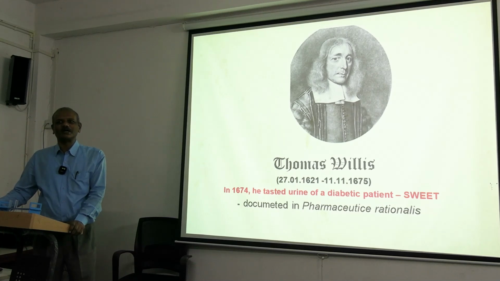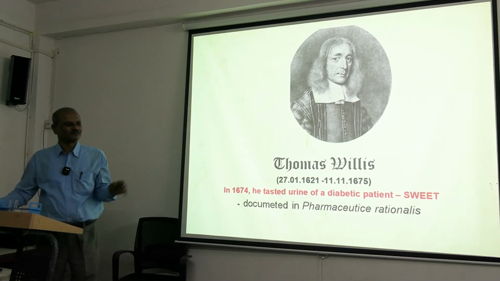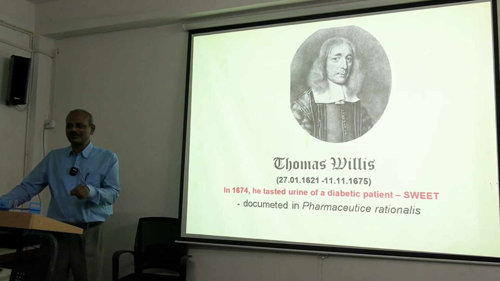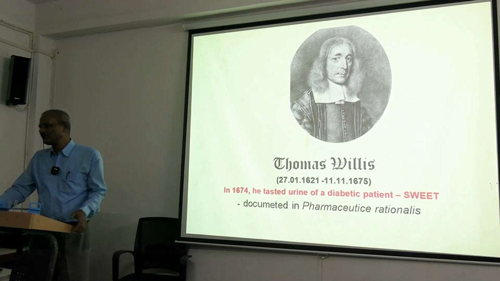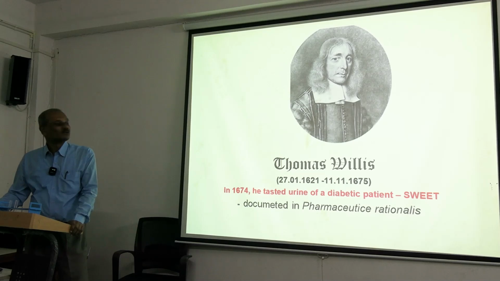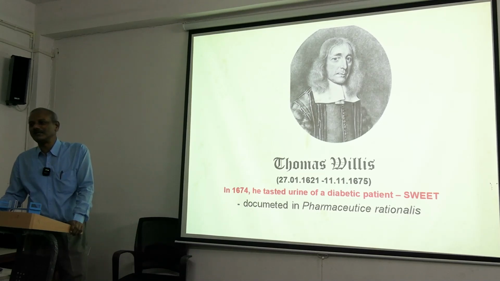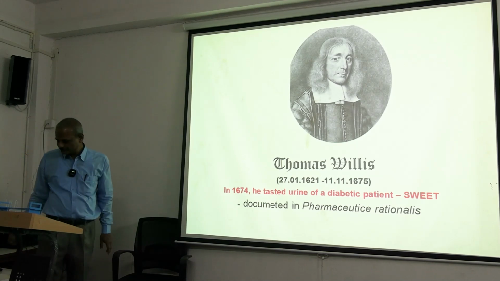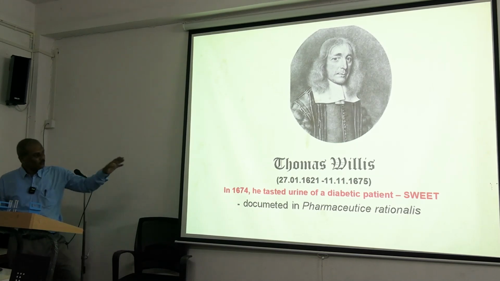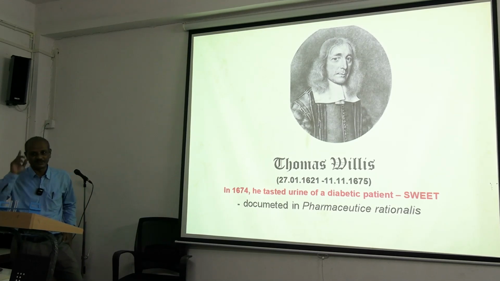Since nobody had recorded it, but Thomas Willis tested it and recorded it in the medical literature, that's why he got the credit. And today we remember him because Thomas Willis first tested it and reported it in the medical literature. Thomas Willis described it in the year 1674. Willis is a very famous person. In anatomy, you will know the circle of Willis in the brain. He also discovered that anatomical part.